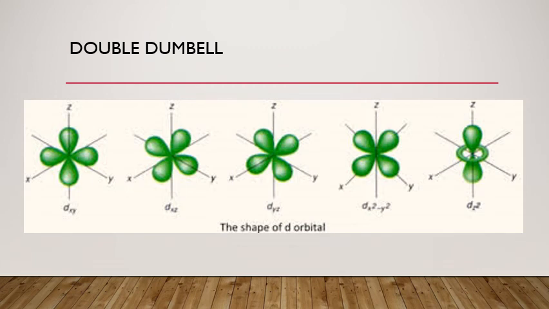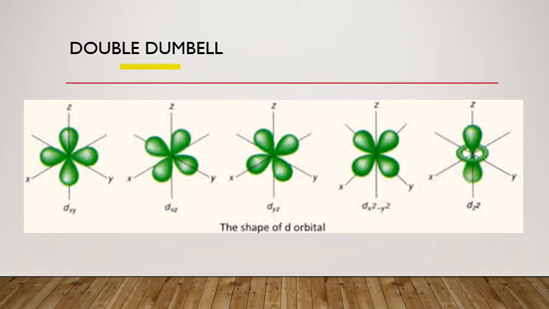So the next orbital is the d orbital. The shape of the d orbital is double dumbbell. So we have five types of orientation possible for the double dumbbell, orbitals moving in the x, y and z directions. So here we can have all the five shapes of the d orbitals.